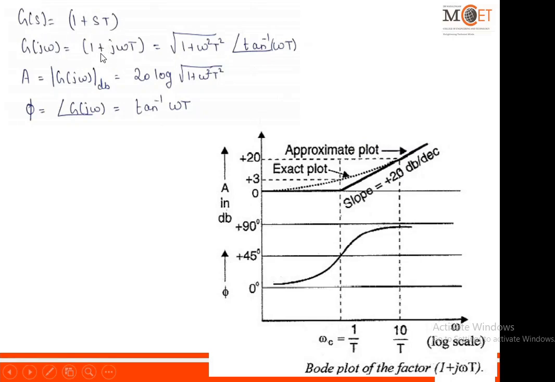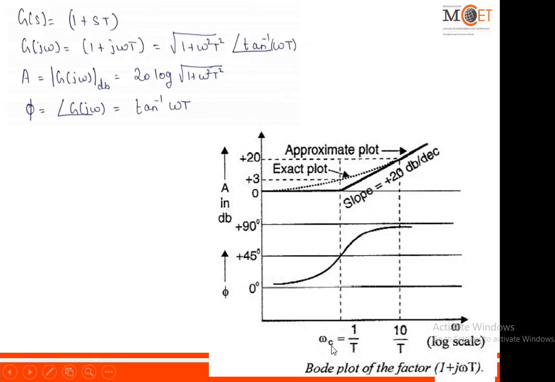s is equal to j omega. You got this term. This is the magnitude and this is the phase. The magnitude is now written in terms of decibels. For the phase, try to draw phi versus omega, log omega, and a versus omega. Here also the corner frequency is 1 by t.